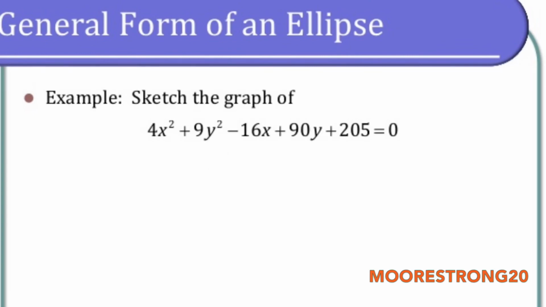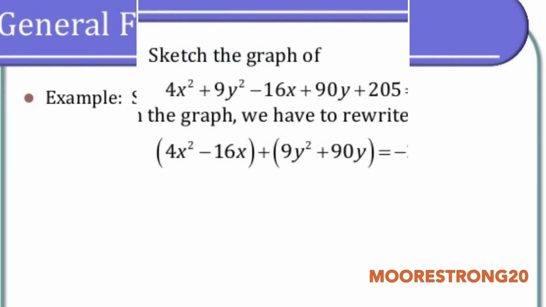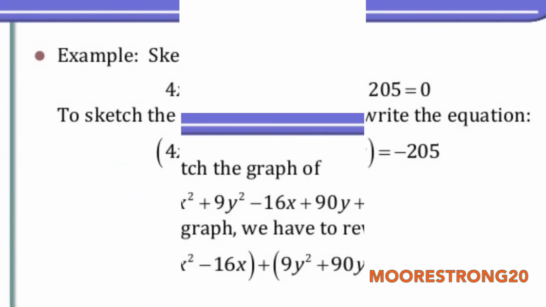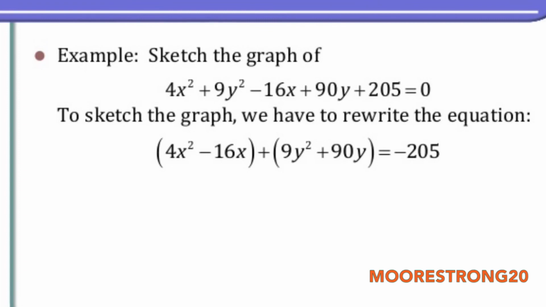General form of an ellipse. Sketch the graph of 4x squared plus 9y squared minus 16x plus 90y plus 205 equals 0. We have to rewrite the equation by grouping the x's, grouping the y's, and subtracting 205 from both sides.